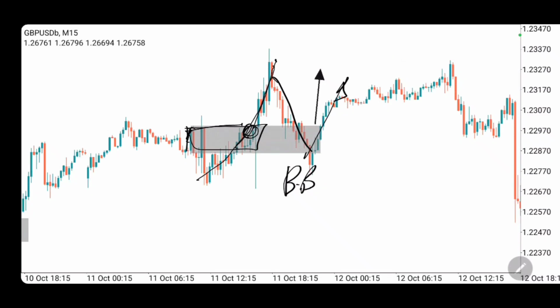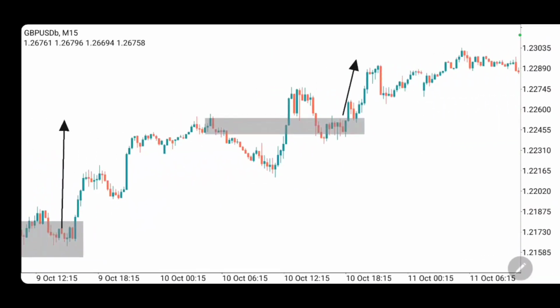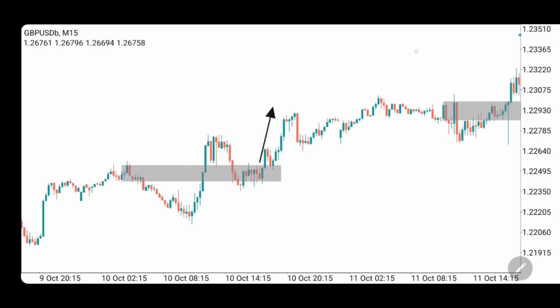All right, this is a supply zone. Price ought to have come to this supply zone, to sell from it. But what happened? The price broke through the supply zone, came back to the zone, creating a breaker block, a bullish breaker block, and bought from it. Okay, let's see more examples. We'll soon round off this video.